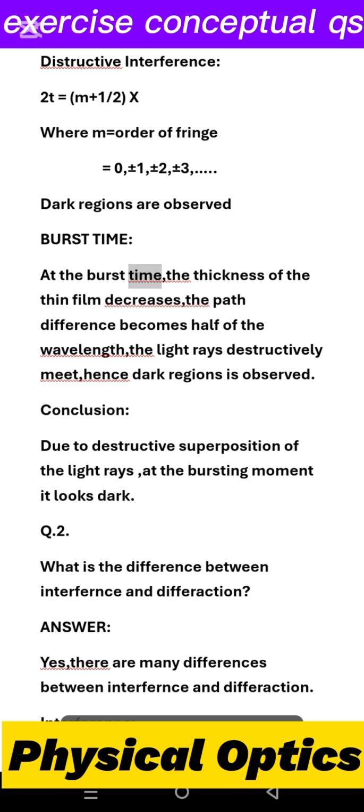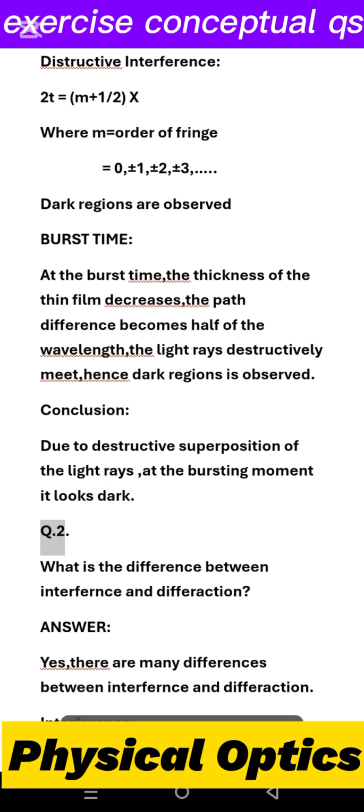At the burst time, the thickness of the thin film decreases, the path difference becomes half of the wavelength, the light rays destructively meet, hence dark regions are observed. Conclusion. Due to destructive superposition of the light rays, at the bursting moment it looks dark.